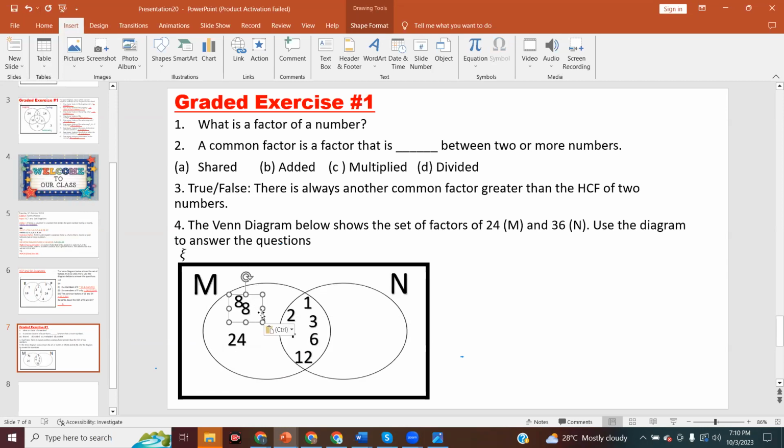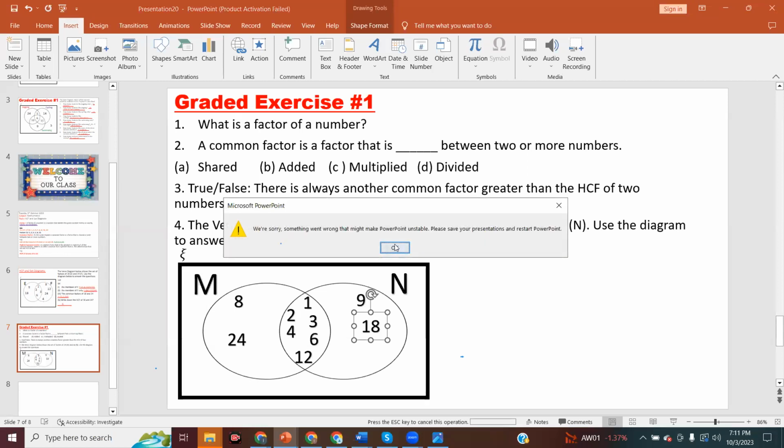All right, and then the next one we have nine. We cannot forget 9 on this side. And then 18 and then 36.